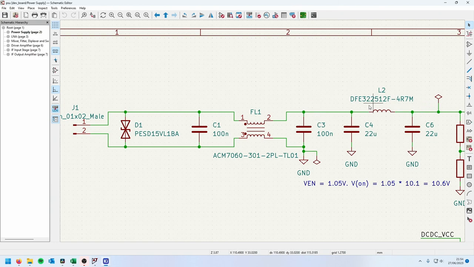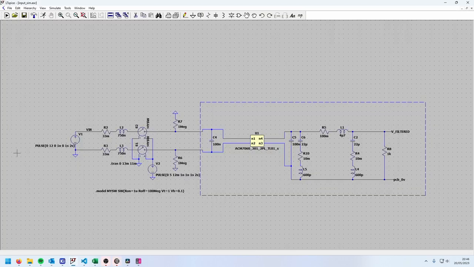And because this is an entirely passive circuit, there's no powered parts, no amplifiers, the amount of attenuation in noise we get from here to here will be the same as in the opposite direction. So here we have our circuit modelled in LTSpice.